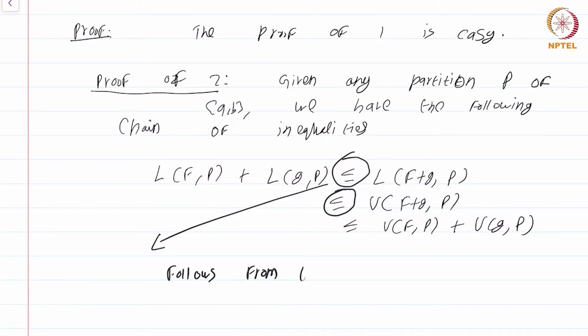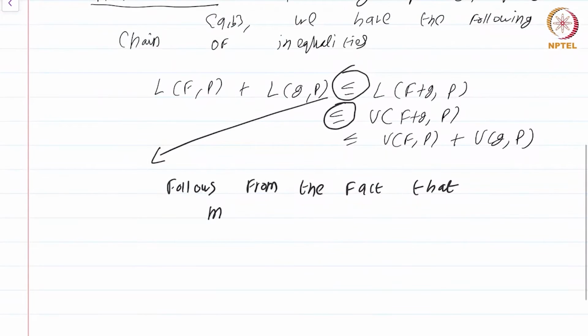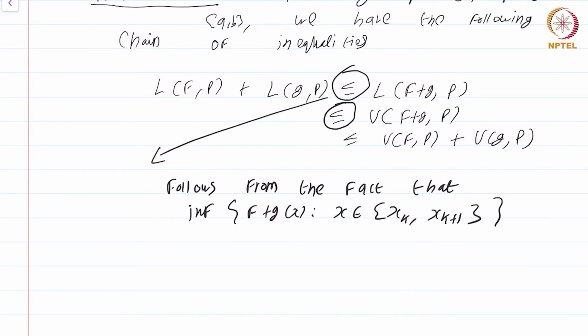So this inequality follows from the fact that, here it was the infimum, though it turns out to be the minimum also, the infimum of f plus g of x as x runs through some set, say [x_k, x_{k+1}], is greater than or equal to the infimum of f of x plus the infimum of g of x as x runs through the same set.